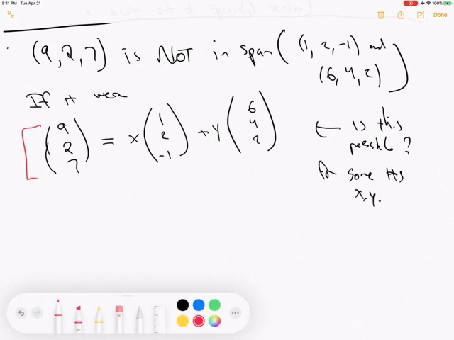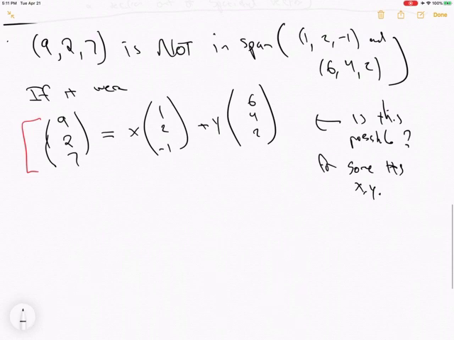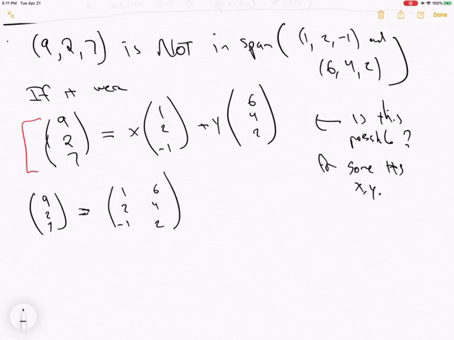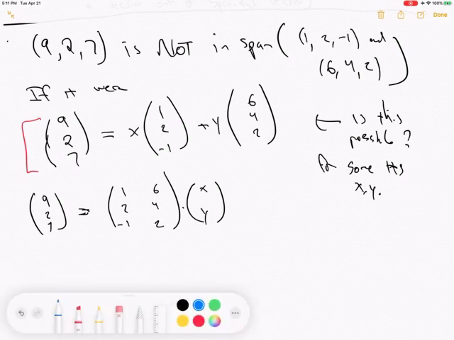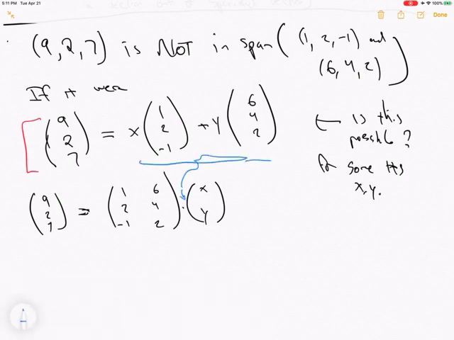And I just want you to see that this really becomes a matrix equation, because we can express the right-hand side as a product of matrices. So this becomes the matrix equation (9, 2, 7) is equal to the matrix with columns (1, 2, -1) and (6, 4, 2) times the vector (x, y). You can check that matrix multiplication gives you all of that. So there's a very concise way of doing that.